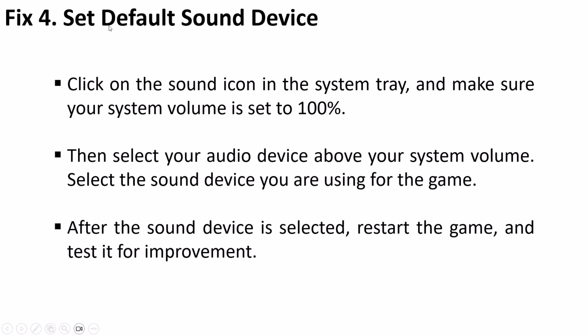Fix 4 is to set default sound device. So click on the sound icon in the system tray and make sure your system volume is set to 100%. Then select your audio device above your system volume. Select the sound device you are using for the game. After the sound device is selected, restart the game and then check if your problem is solved or not.